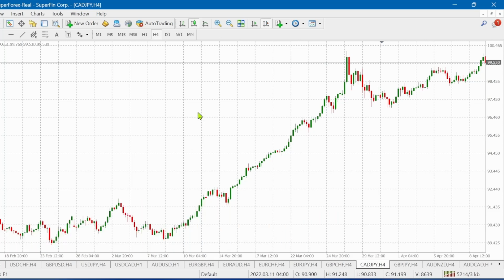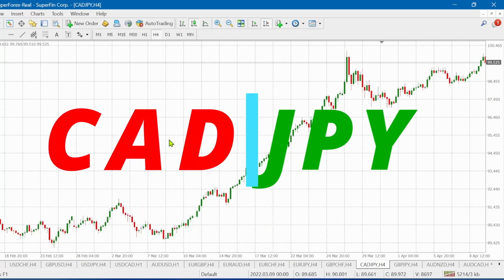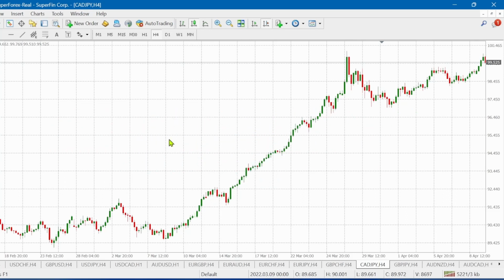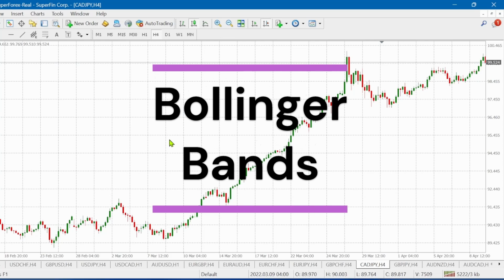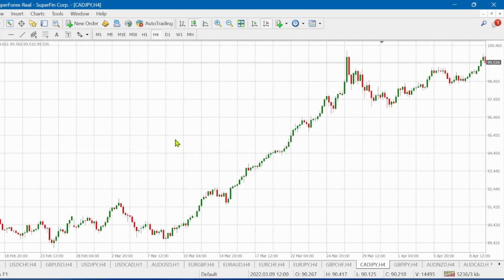Today I shall be looking at CAD JPY on the 4 hours time frame. And today we shall be using two types of indicators to attempt to determine the entry and the exit points. The first indicator that we shall be using is called the Bollinger Bands. This indicator will help us identify the trend, and also it will act as support and resistance levels.